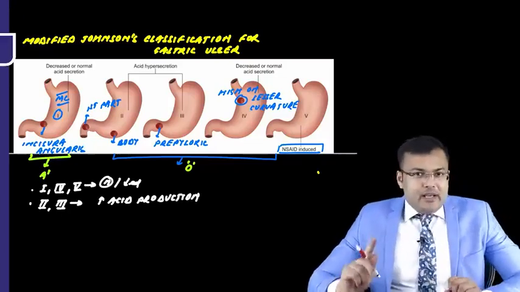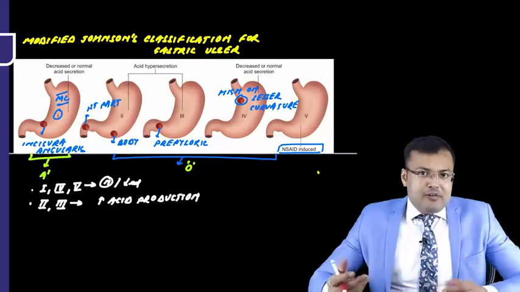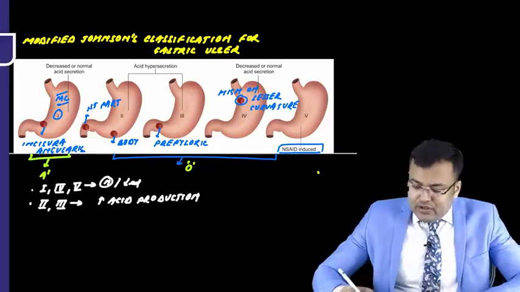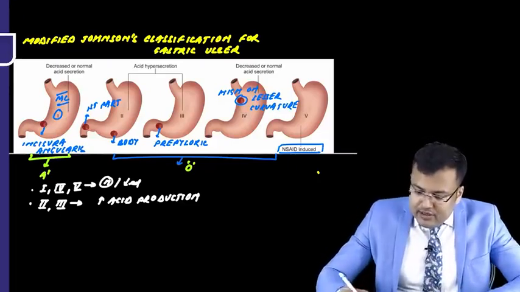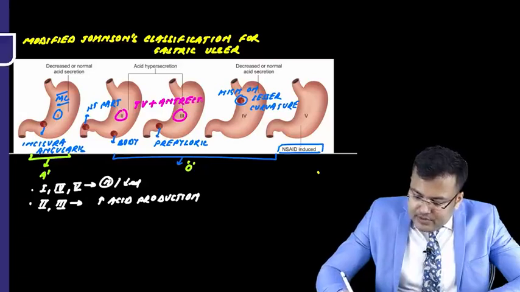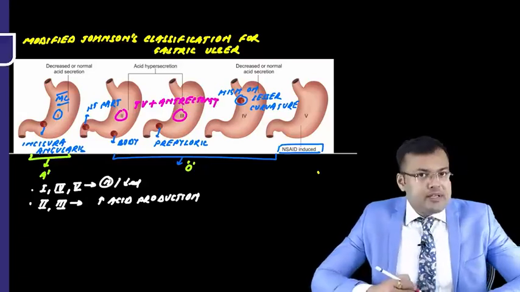Clear? It means in type 2 and type 3, we have to perform vagotomy. Why? Because we want to decrease the acid production. So what's the treatment in type 2 and type 3? Here you can see, in type 2 and type 3, we perform truncal vagotomy plus antrectomy.